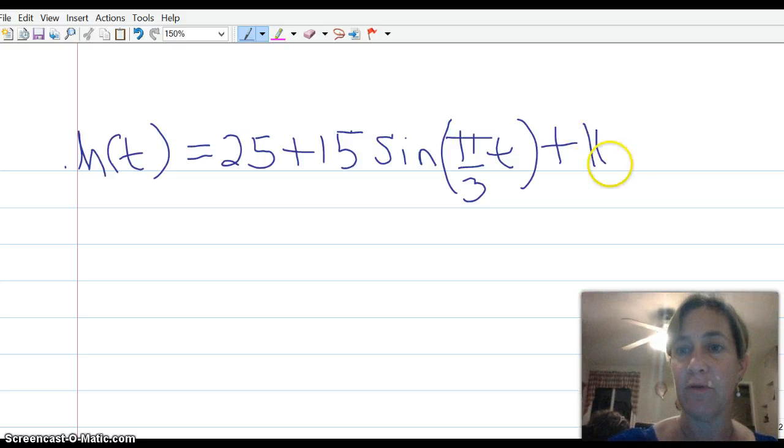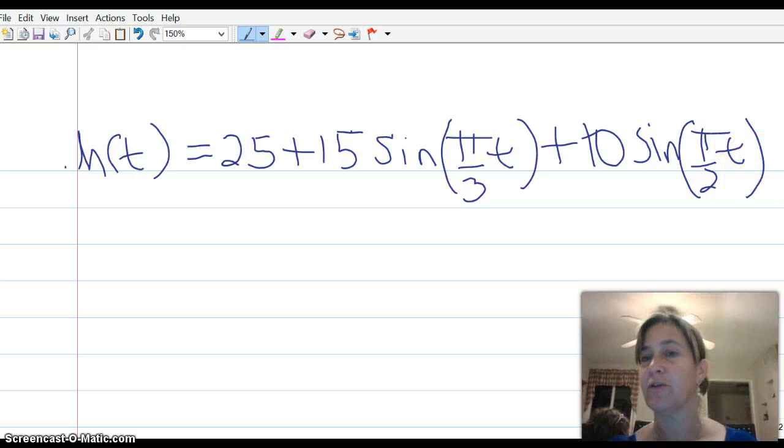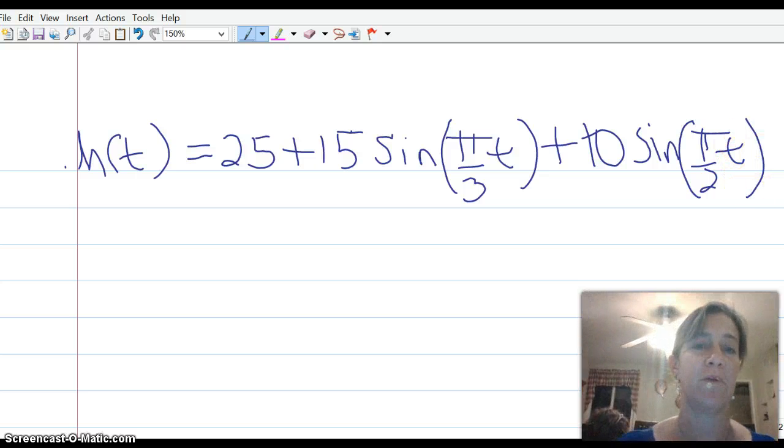And that has an amplitude of 10, because the radius is 10, times the sine of pi over 2t, because that was what we calculated the coefficient to be in order to make sure we got our period of 4 minutes. So here is your height function.